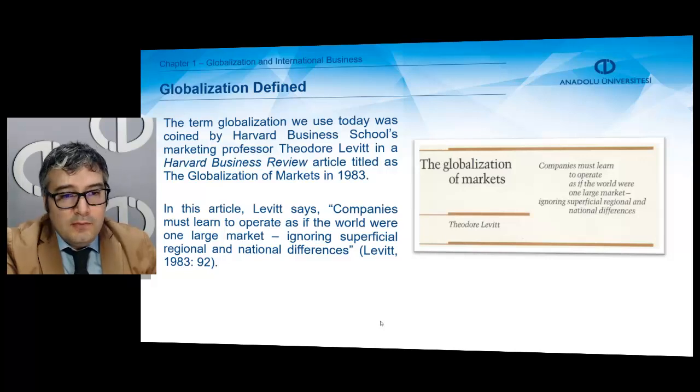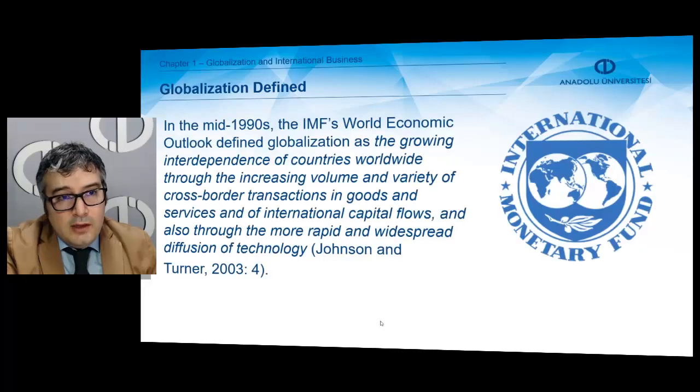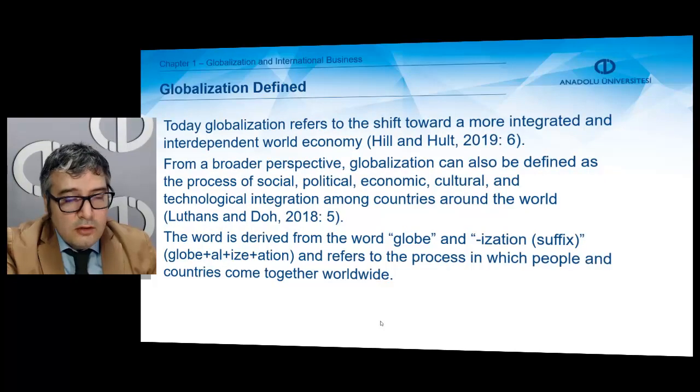And in the mid-1990s, the IMF, in the World Economic Outlook, defined globalization as the growing interdependence of countries worldwide through the increasing volume and variety of cross-border transactions in goods and services and of international capital flows, and also through the more rapid and widespread diffusion of technology. Today, globalization refers to the shift toward a more integrated and interdependent world economy.